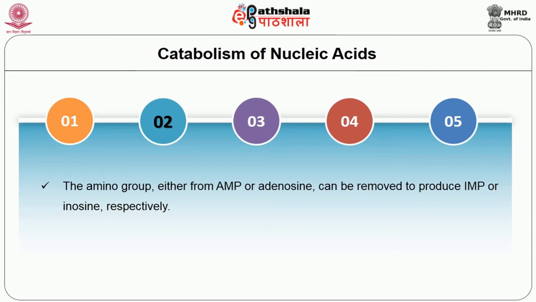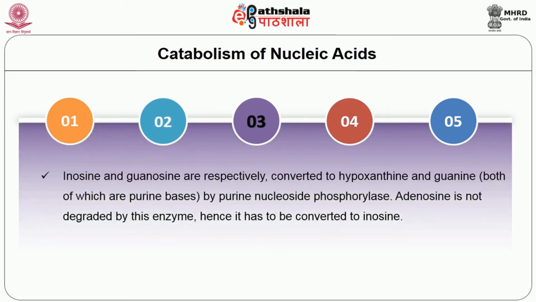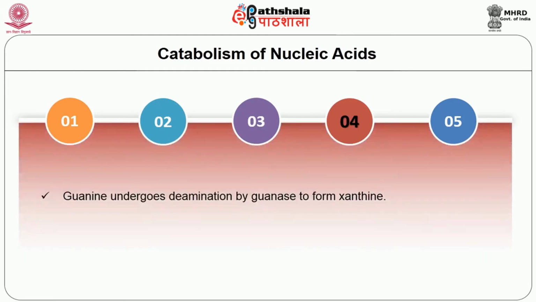The amino group either from AMP or adenosine can be removed to produce IMP or inosine respectively. Inosine and guanosine are respectively converted to hypoxanthine and guanine, both of which are purine bases. This is done by purine nucleoside phosphorylase. Adenosine is not degraded by this enzyme and therefore it has to be converted to inosine. Guanine undergoes deamination by guanase to form xanthin.